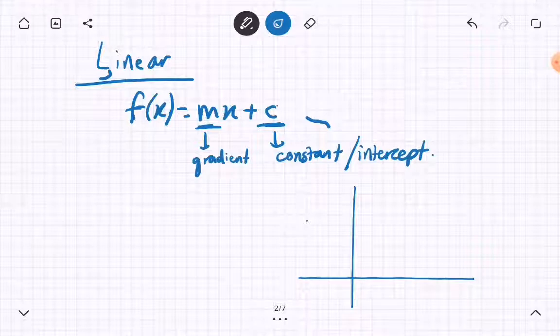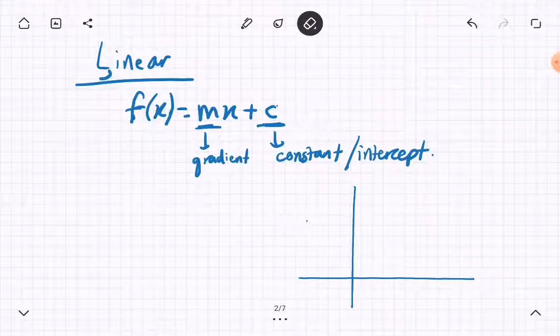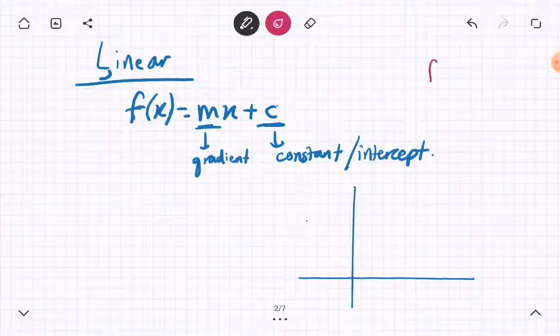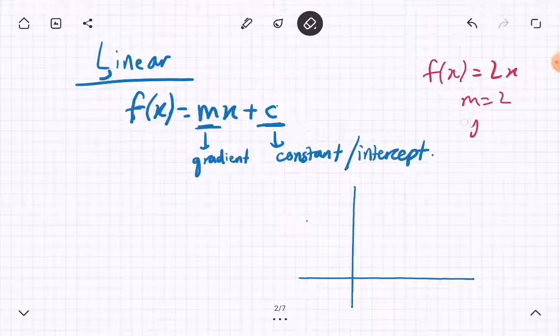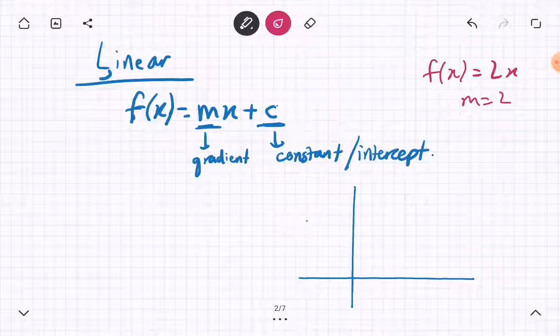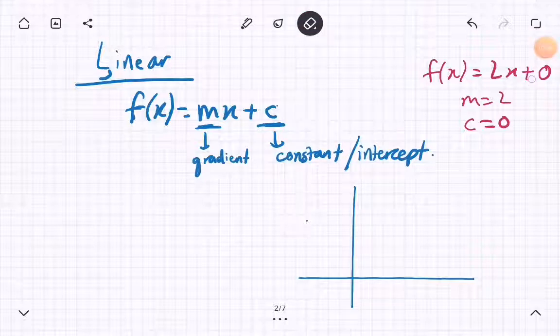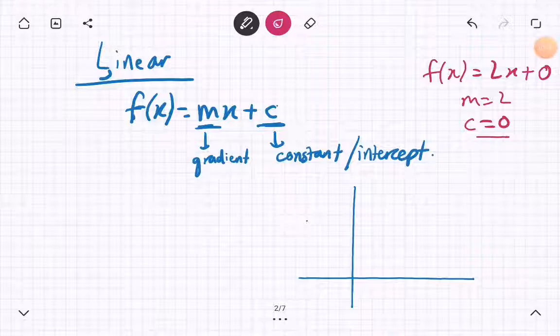Okay, so in our earlier example we did f(x) = 2x, so m equals 2, and c equals 0, right? Pretty much this is also equal to 2x plus 0. So it's as if we are saying c is 0. And what is the graph that we get? We get something like this, a straight line.